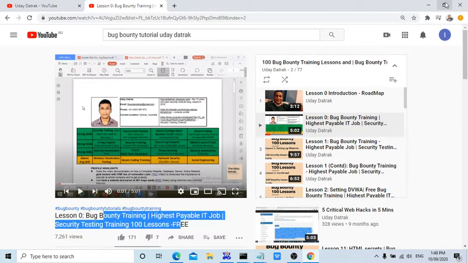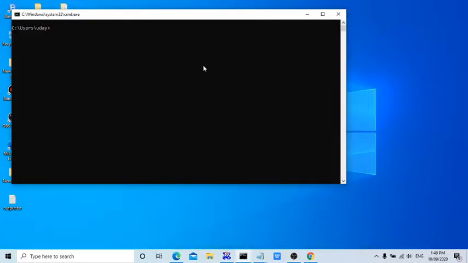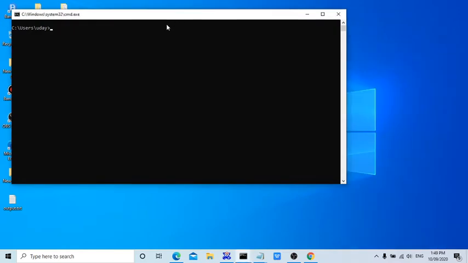Now let's talk about some DOS commands, guys. If you can see all the wireless networks here, it will show only a few. But if you want to know the full list of Wi-Fi networks, you need to enter the netsh command, wlan.